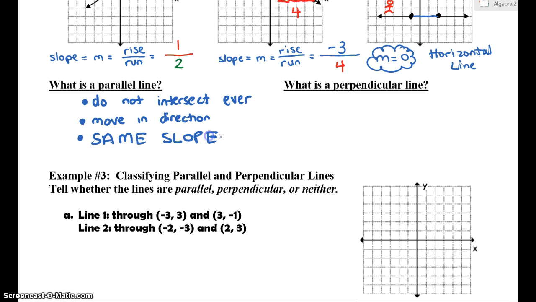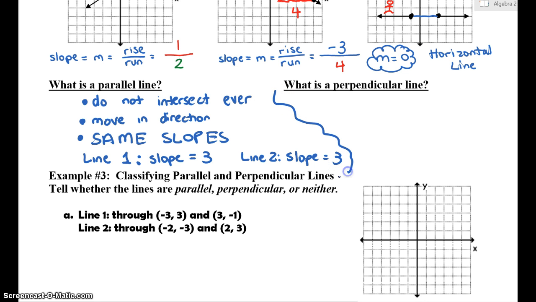So if two lines were parallel, then they would have the same slope. So for example, if line 1 has slope equal to 3, then line 2 would have slope of 3. You got it. So that's what the idea of parallel lines means.